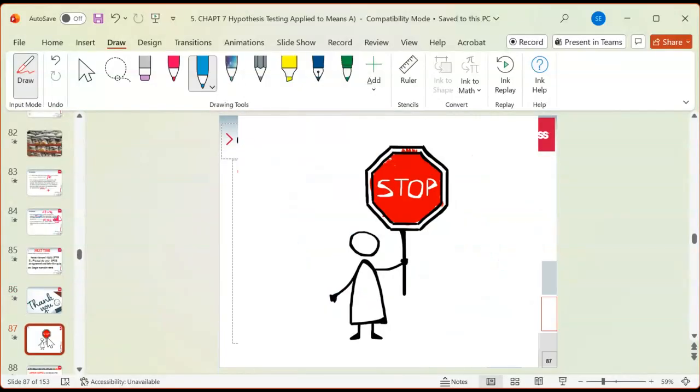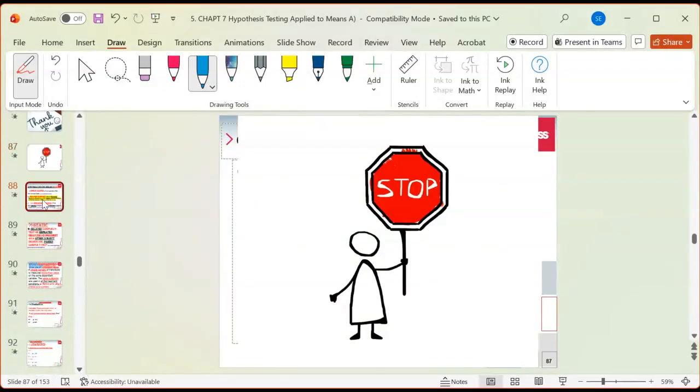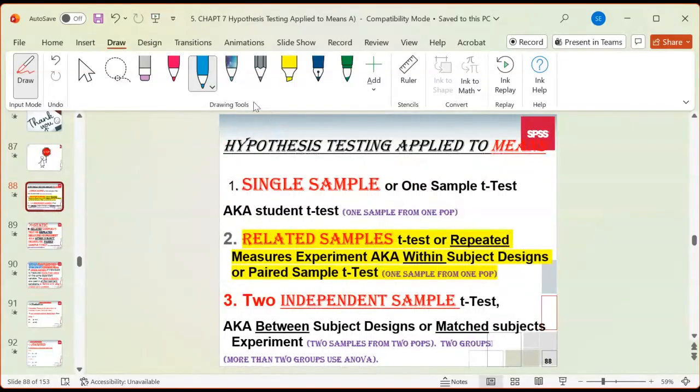And next time, we're not going to meet next week, but after that, we're going to continue with this chapter, which will be another t-test. Again, here are all three t-tests. We covered the single sample t-test. Next time, we're going to cover the related t-test, and then we'll be done with this chapter. And then the next PowerPoint will cover the two independent samples. And then after that, we go for ANOVA.